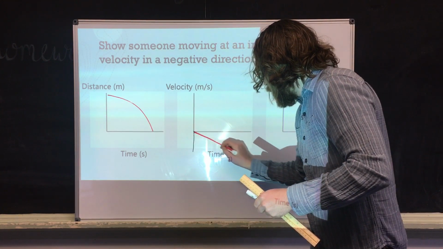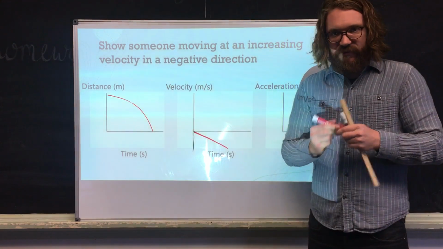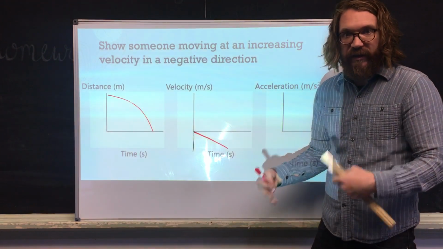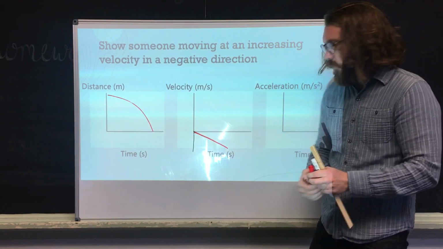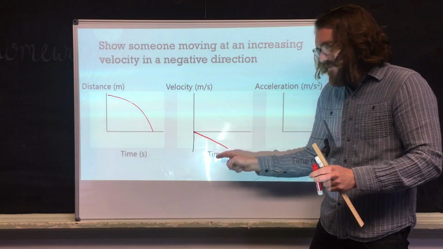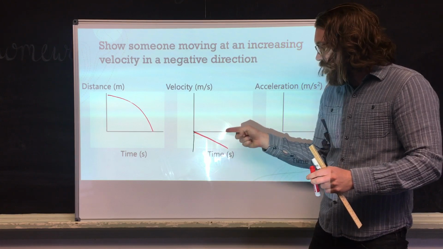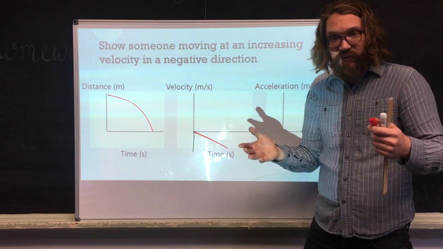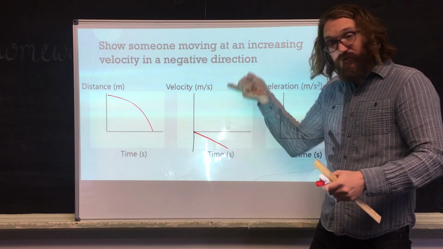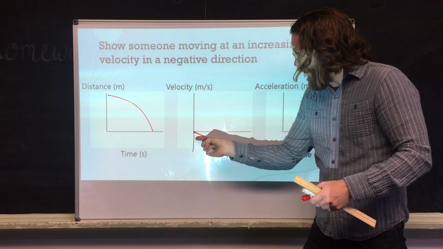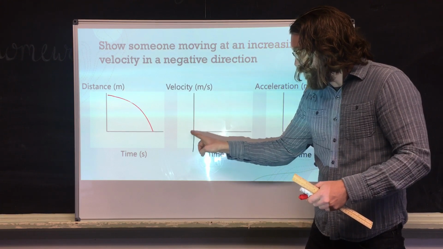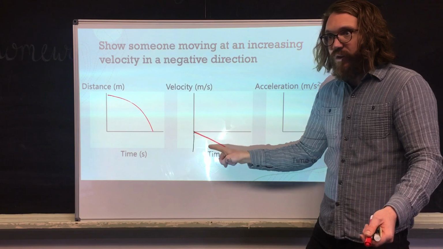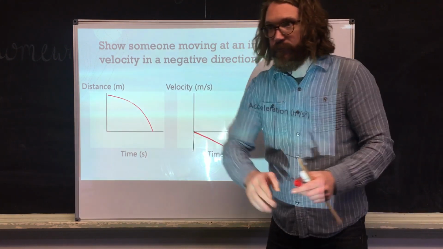This is an increasing velocity in a negative direction. Again, how do I know we're moving in the negative direction? How do I know we're moving backwards? Well, because anytime your velocity is negative, you're moving backwards. If your velocity is positive, you're moving forwards, right? Remember, positive is just direction. Positive is forward, negative is backwards. And this line right here starts at 0 meters per second or 0 miles per hour and goes bigger and bigger and bigger in a negative direction, okay?